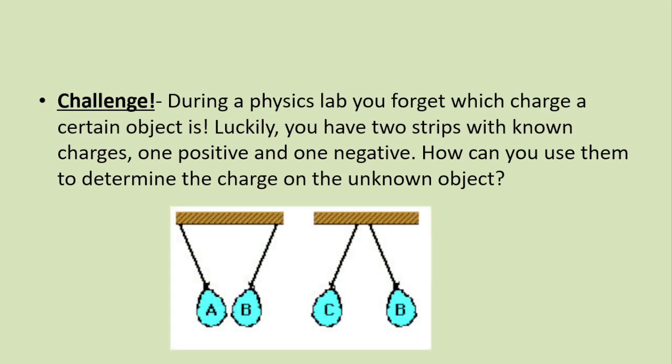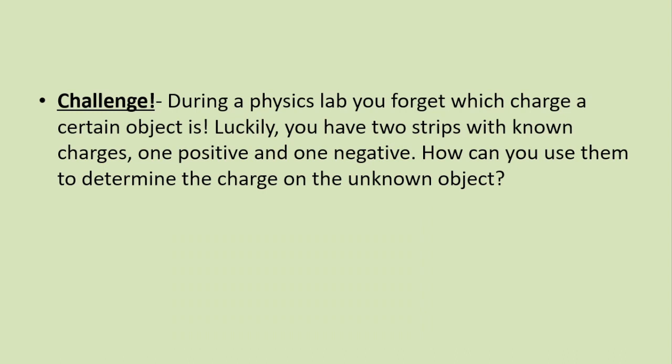If I don't know the charge of my object, first thing I'm going to do is bring my positively charged strip towards it and see what happens. If I bring the positively charged strip towards it and it attracts, that means I have two scenarios here. The unknown charge could either be negative because it's attracted to the positive strip, or it could be neutral because it's attracted to the positive strip. If it repels, then I know that it's positive because likes repel. So let's say that it doesn't repel and it attracts.